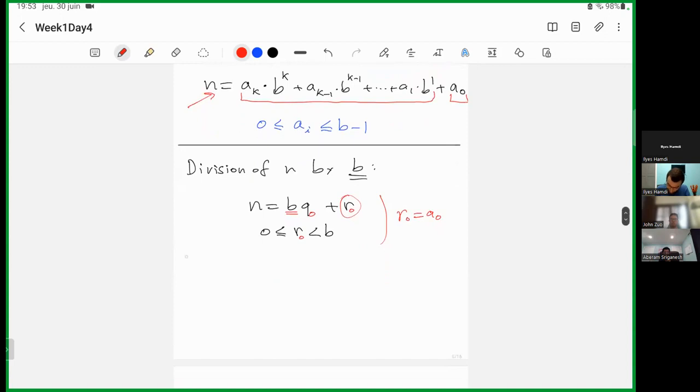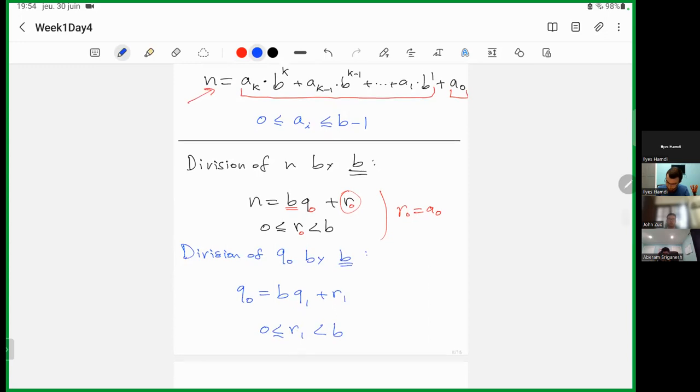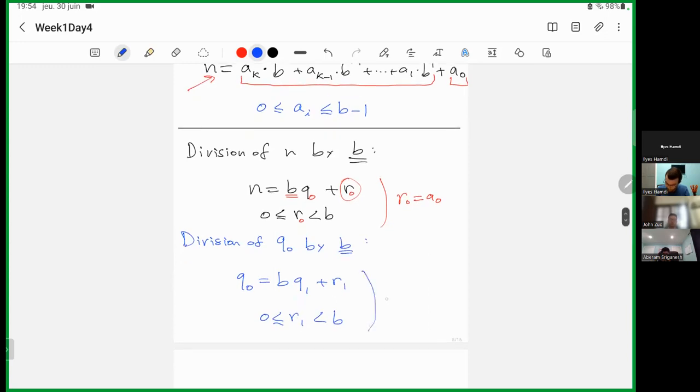But now I want to write the division of Q0 this time, and still by B. So it's going to be always by B, but this time I'm looking at Q0. I'm not looking at N anymore. So Q0 is going to be equal to B times Q1 plus R1. And of course, R1 will be less than B. Okay, so now my question is, what is R1?